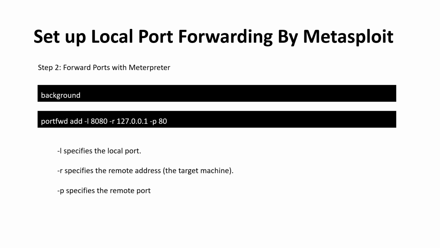In this case, we want to access the victim machine with a different port number. Okay, so port 80, and we can use -l to specify the local port number, and use -r to specify the remote address, the target machine, or maybe the different container. I think I've already made it clear. And also use -p to specify the remote port number.